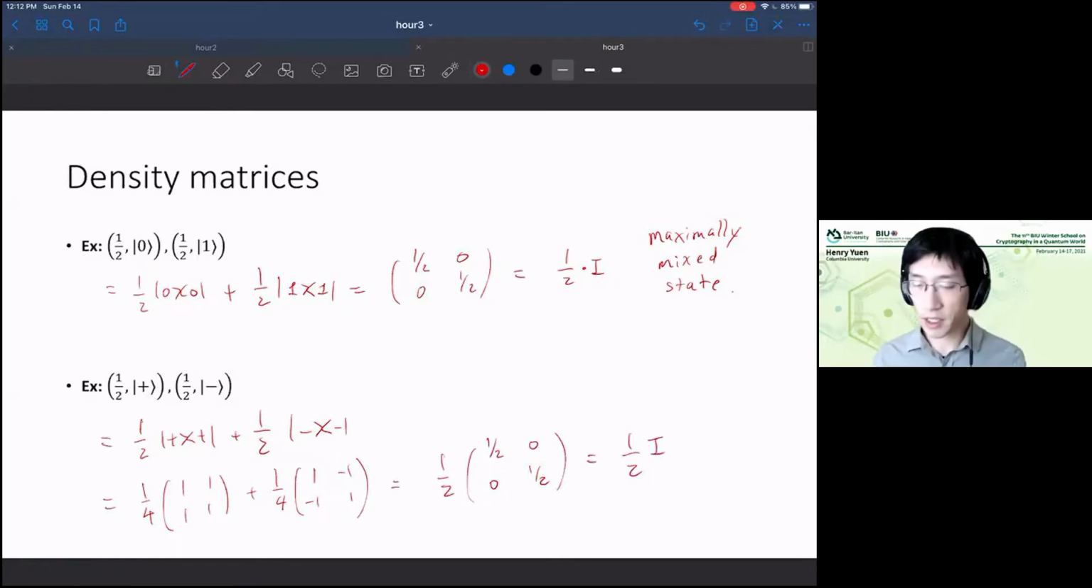So what is that telling you? It looks like you have two different situations. One is in the standard basis, and one is in this diagonal basis. But if you don't know the outcome of the coin flip, you get the exact same density matrix out. And what this tells you is that you cannot tell the difference between these two mixtures.